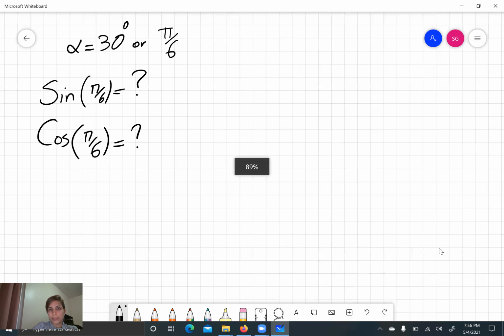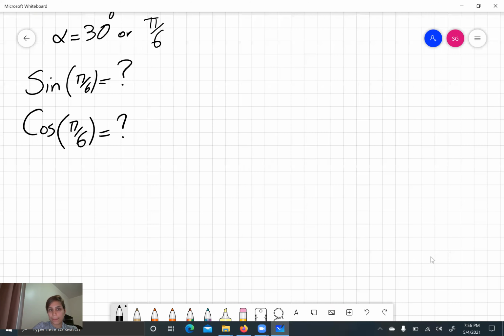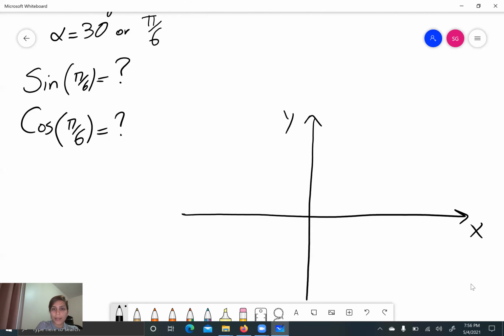I'm going to draw pi over 6. So let's put the x-axis, the y-axis, and a unit circle. What is a unit circle? It's a circle centered at 0, 0, the origin, with radius 1. So the radius is 1, and the center is the origin.